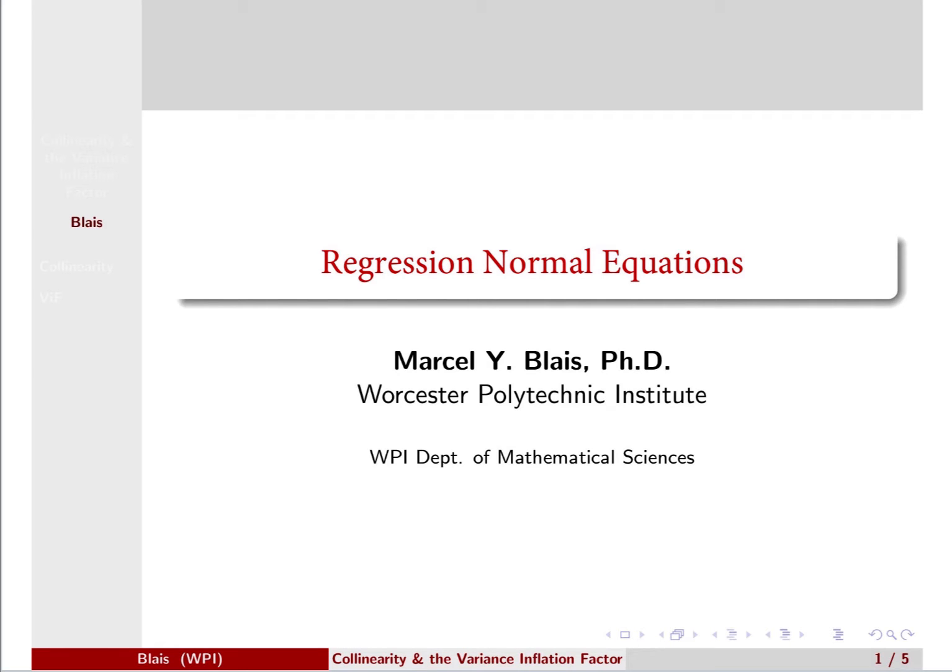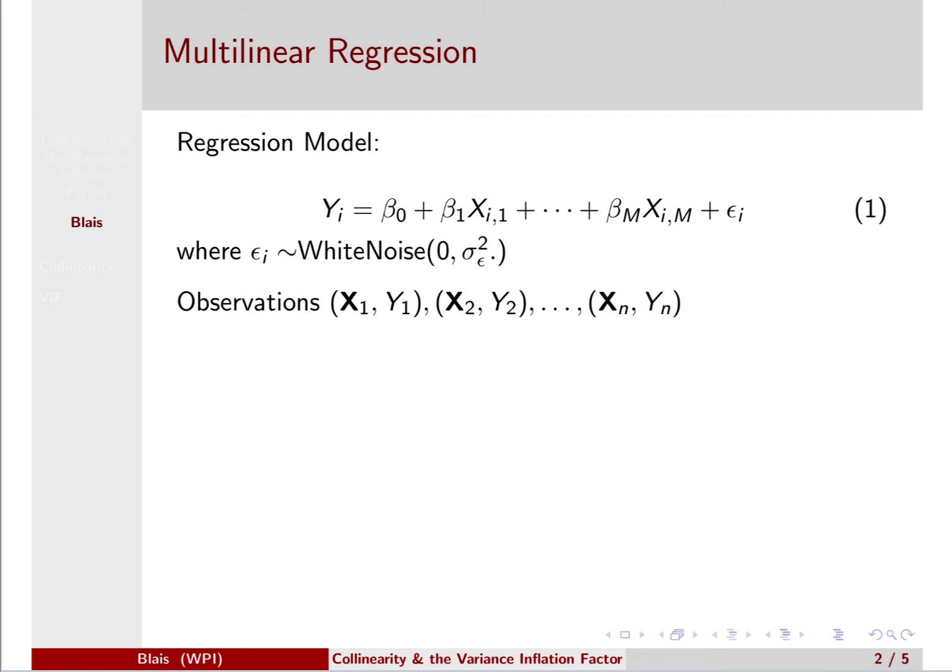In this lecture, we will be deriving the regression normal equations, which will be the analytic solution to our multilinear regression problem. So first, let's remind ourselves of our multilinear regression model. So we have our observations of the vector of predictors and the response variable. So we have n of these. And this is the relationship that we have between them.